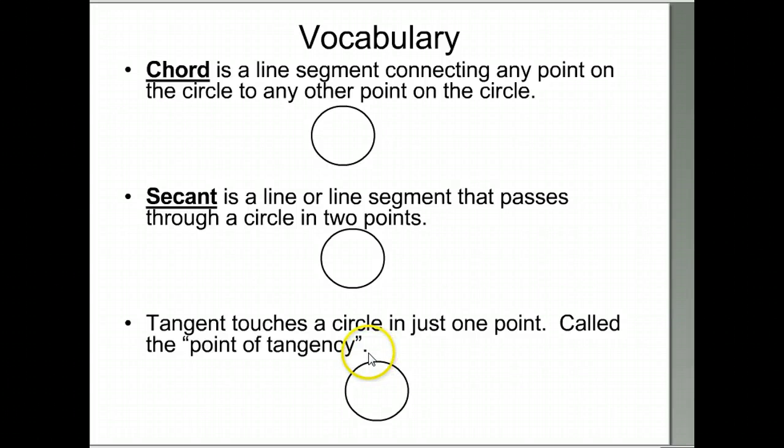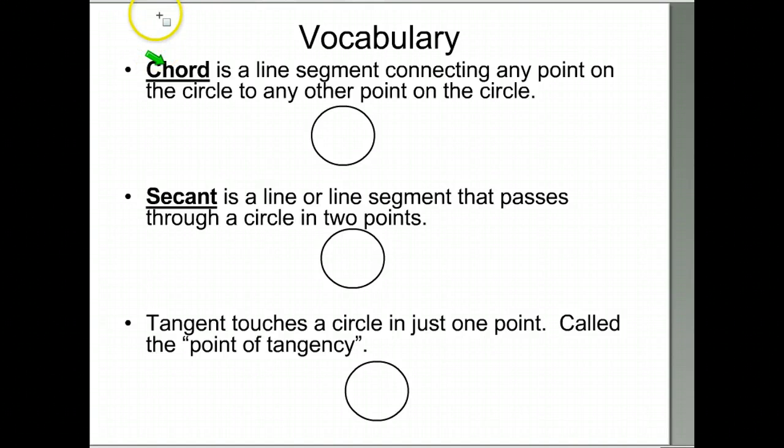All right, let's take a look at some vocabulary that has to do with circles. First, we have a chord. Now, a chord is described as a line segment that connects any point on the circle to any other point on the circle. Okay, so it has to touch two different places on the circle.